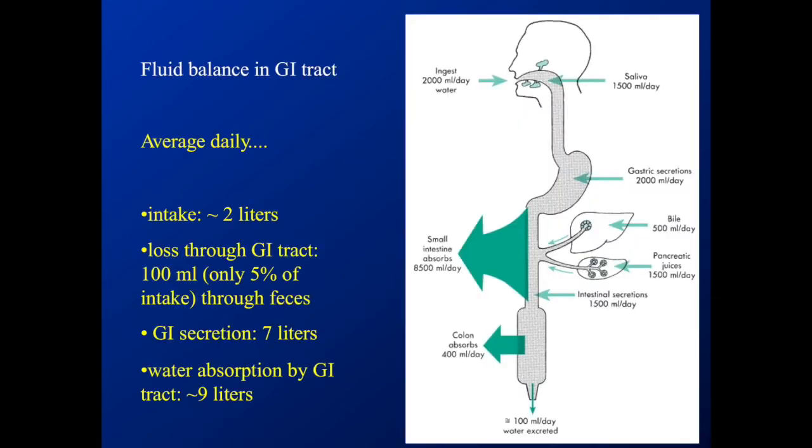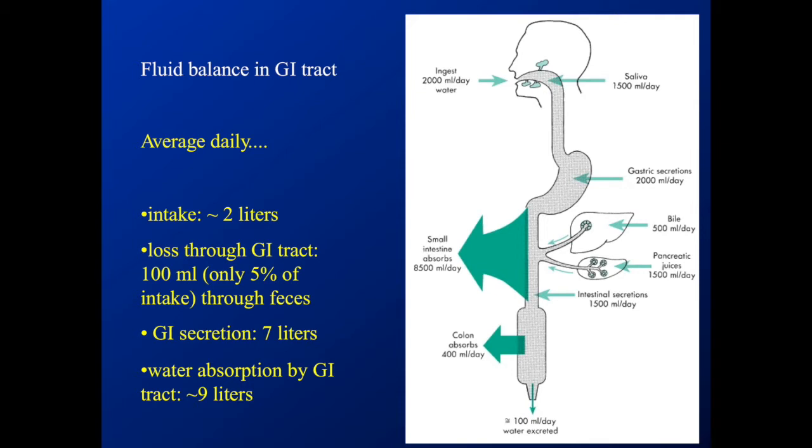So this graph shows the fluid balance of the GI tract, and the GI tract is very well adapted to retain as much water as possible. On an average day, you will ingest about 2 liters of water. Obviously, as you exercise or become more sedentary, this is going to change. Your access to water is going to alter that, but we'll say that on an average day you take in about 2 liters. But that's not the only fluid that goes through the GI tract.